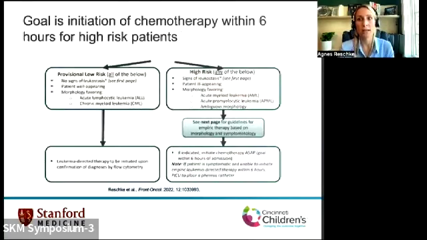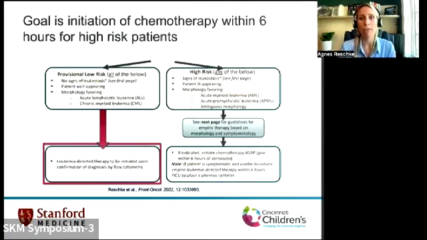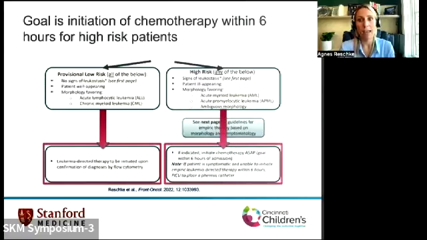For patients who are deemed low risk, we wait for confirmation of diagnosis by flow cytometry to start chemotherapy because we know that these patients are unlikely to develop critical complications. However, if a patient is deemed high risk, and obviously a patient can change from being low risk to high risk at any moment, then we instead start chemotherapy as soon as possible with the goal to actually begin it within 6 hours of admission.